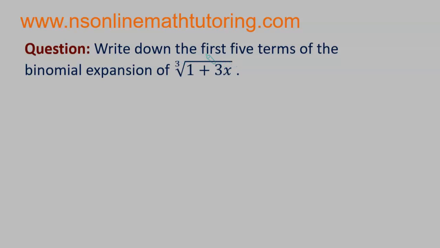Write down the first 5 terms of the binomial expansion of cube root of 1 plus 3x. Over here also you see a value is equal to 1, even though the b value is not equal to 1 in this case. Now it is a similar question.